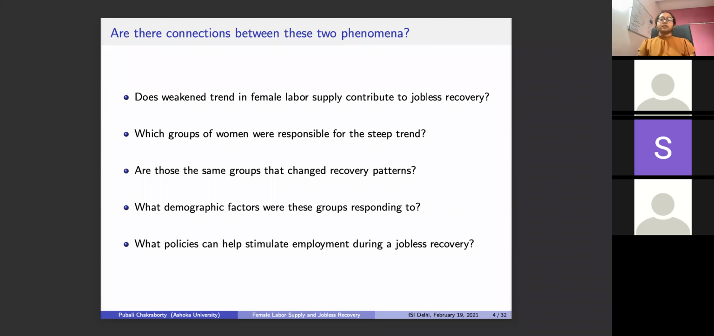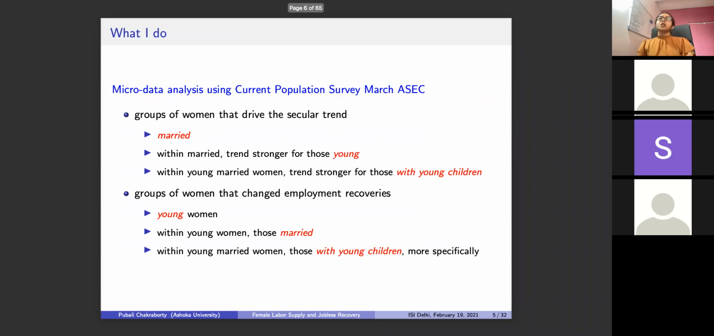How do I go about answering these questions? So I start with a microdata analysis using the Current Population Survey, the March annual supplement data.